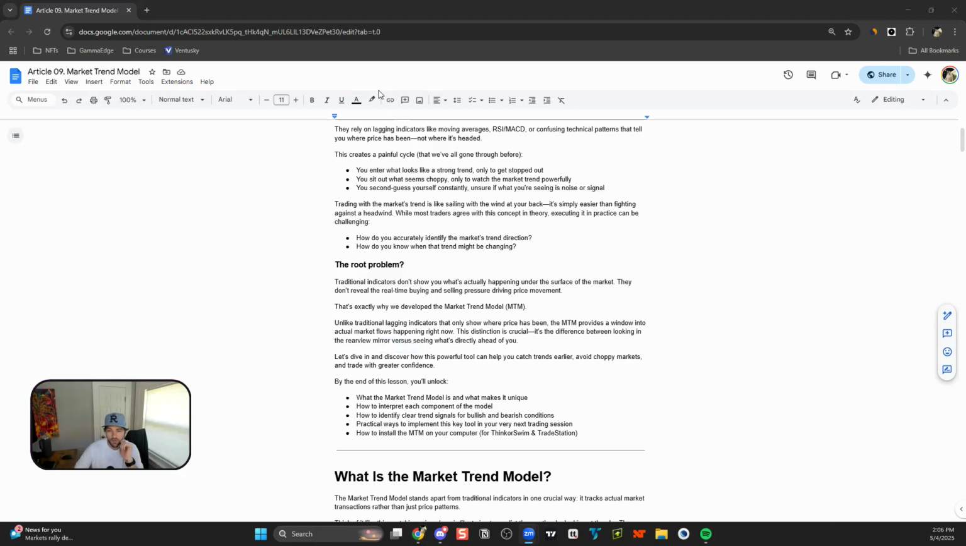This distinction is critical. It's the difference between looking in the rearview mirror versus seeing what is in front of you. So with that, we're going to spend the rest of this article breaking down exactly what the market trend model is and how it's actionable in your trading.